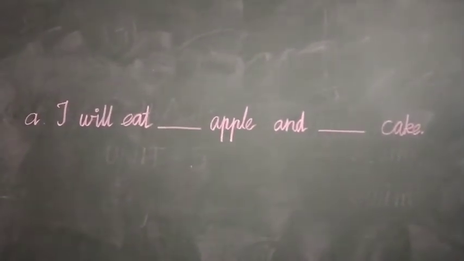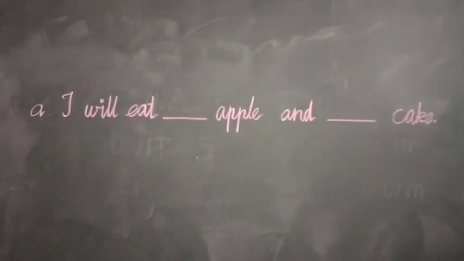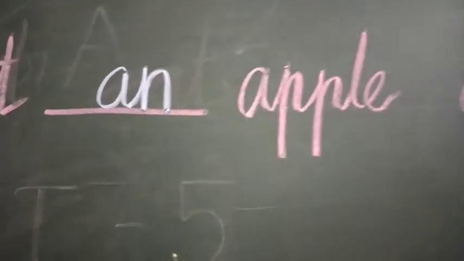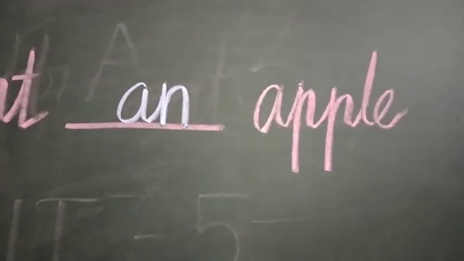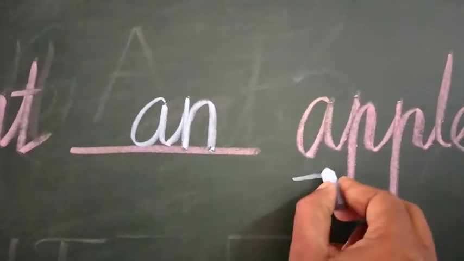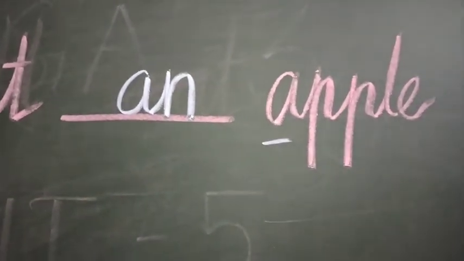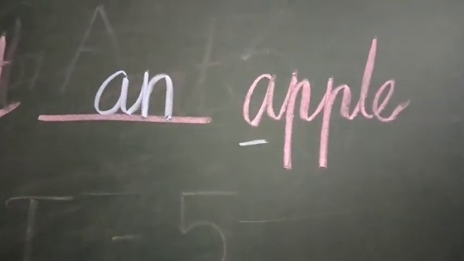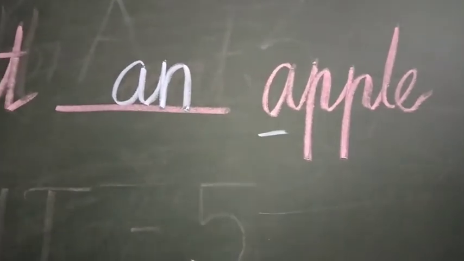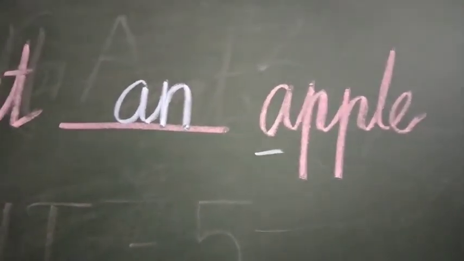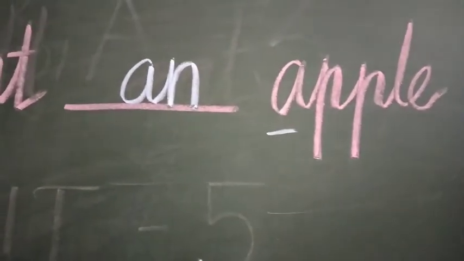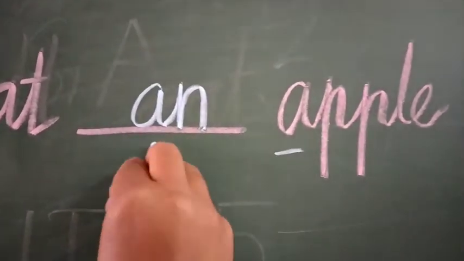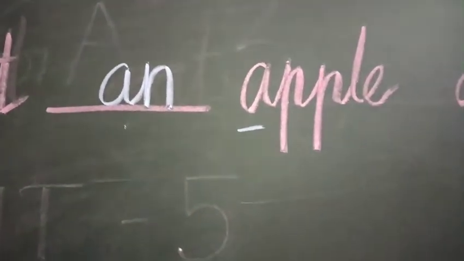Say the word apple. Apple starts with the vowel. Yes. So I will write an. Say the word apple. Apple. Starts with the vowel sound. What are vowels? A, E, I, O, U. Yes. Before the vowel sound, we write the word an. Right? So that I write the word an apple.